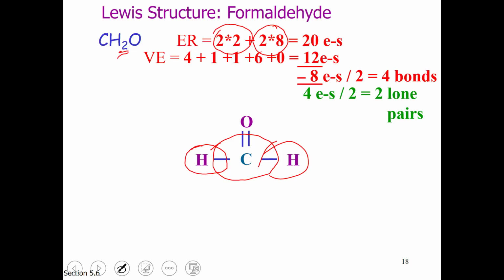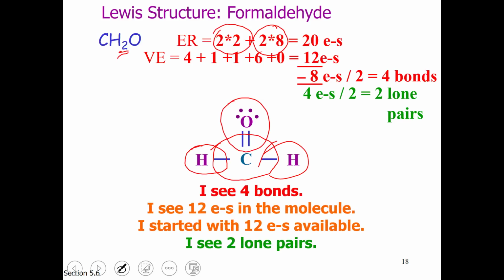That means only 4 electrons. So I think it needs 2 more pairs, or 4 electrons, to give it a total of 8 electrons. So when I look at this structure, I've used my 4 bonds, and I've also used my 12 electrons in such a way that each hydrogen sees 2, and carbon and oxygen each see 8.